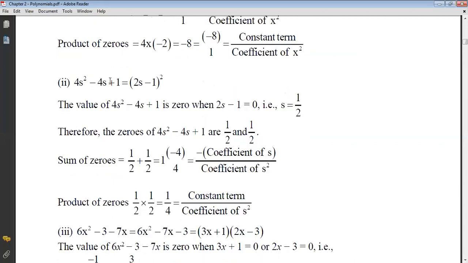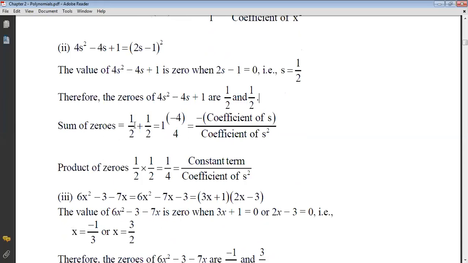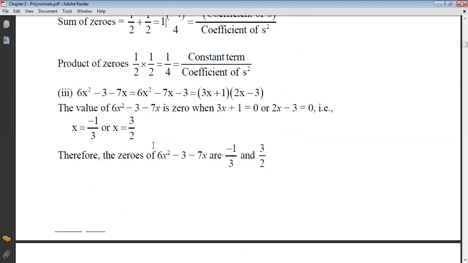Second solution. The zeros are 1 by 2. Both alpha and beta are 1 by 2. And the sum of the zeros is 1 by 2 plus 1 by 2, so the answer will be 1. And in terms of coefficients also, you will get the answer 1. The third question, if you require, I'll solve it on the board. Third question, 6x square minus 3x minus 7x. So there is a splitting: 3x plus 1 and 2x minus 3. Okay, fine.